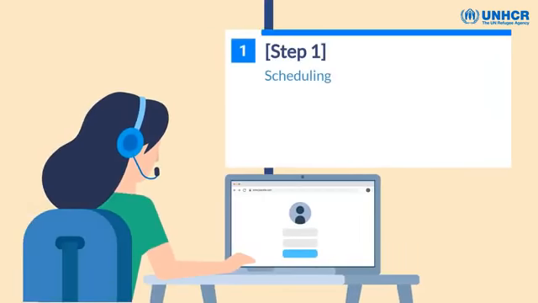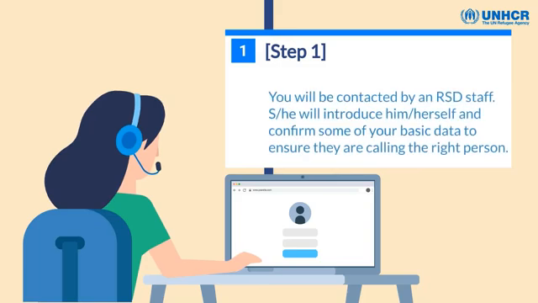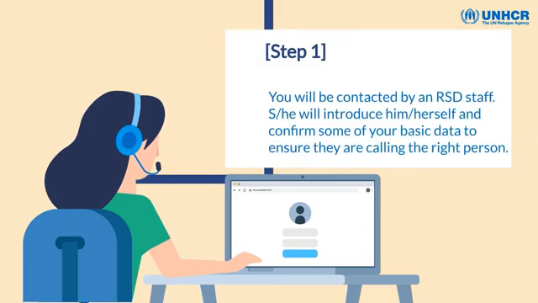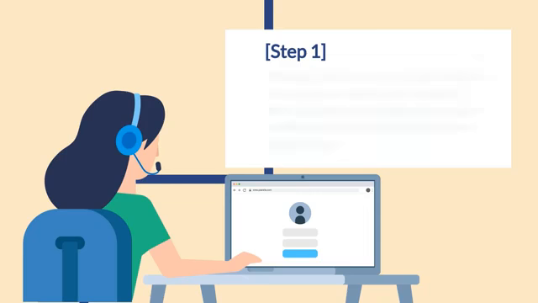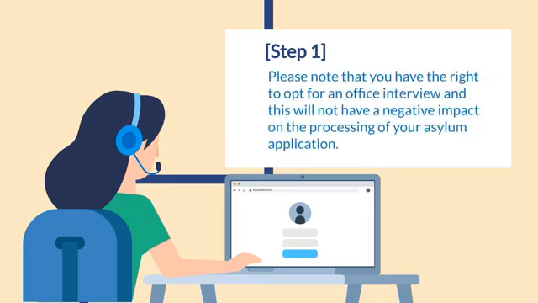Step 1. Scheduling. You will be contacted by an RSD staff. She or he will introduce him or herself and confirm some of your basic data to ensure they are calling the right person. She or he will then ask you if you are willing to conduct your RSD interview remotely on the phone. Please note that you have the right to opt for an office interview, and this will not have a negative impact on the processing of your asylum application.